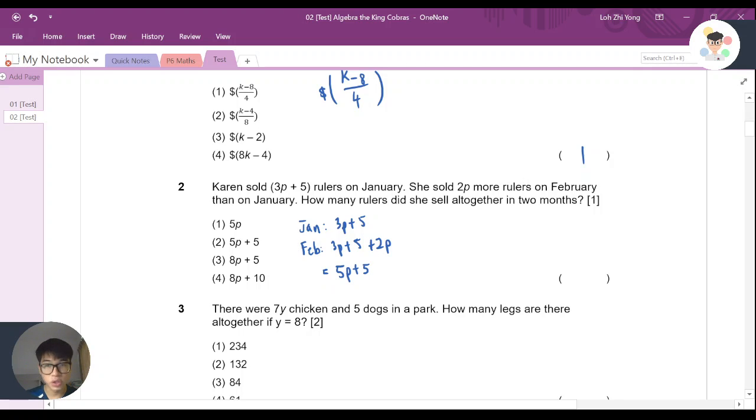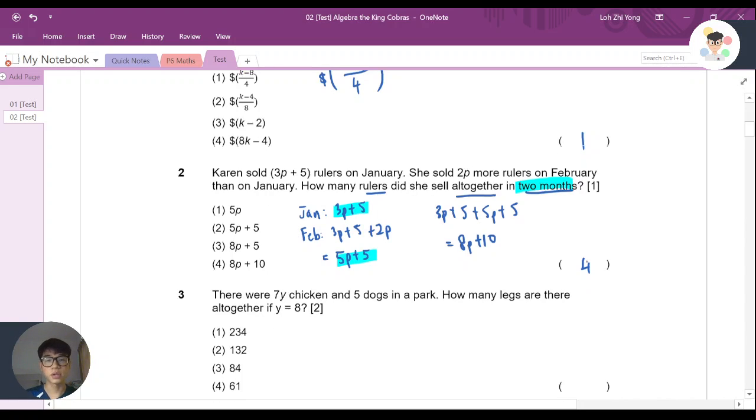The question continues, how many rulers did she sell all together in 2 months? Now, this is where a lot of you made a mistake because you didn't read the question. The question says 2 months, well, you just write February on it. Again, 2 months. The first one is 3p plus 5. Second one is 5p plus 8. So we know that 3p plus 5 plus 5p plus 5 is equal to 8p plus 10. So the answer is option number 4. Basically, you know how to do it, but a lot of you made a mistake because you didn't read the questions carefully.